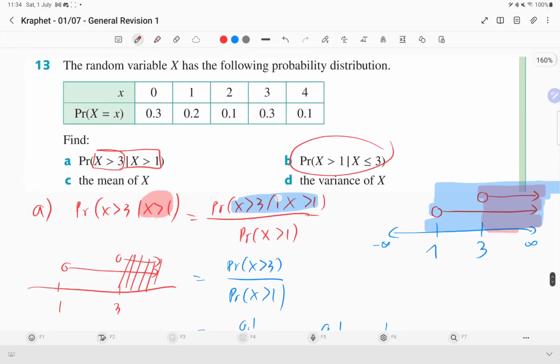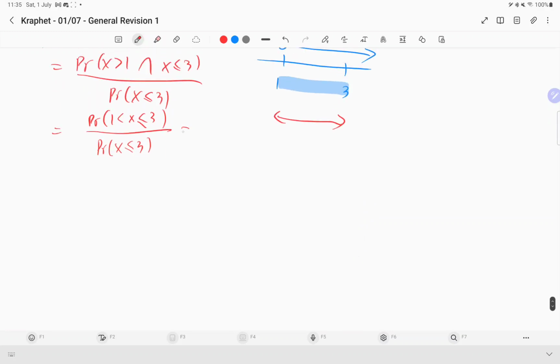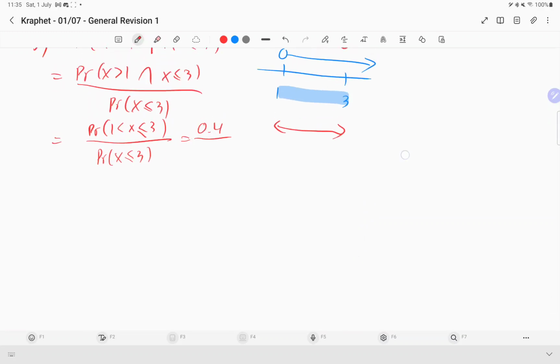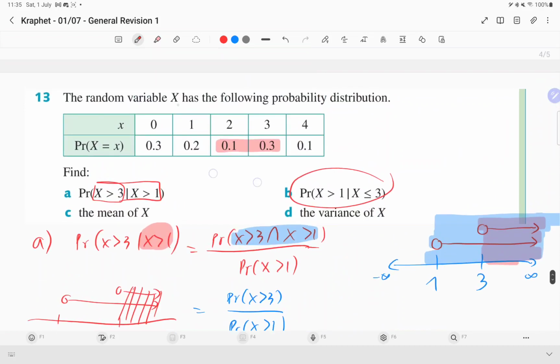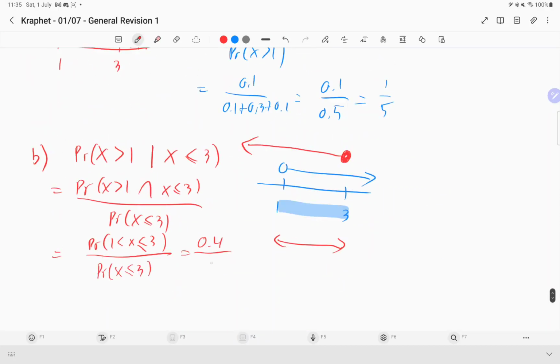So if you look back at the box, for x more than 1 and less than or equal to 3, what numbers? 0.2 and 0.3? No, it's more than 1 exclusive, so you're only looking at 2 and 3. So 0.1 plus 0.3, which equals 0.4. Then the probability x less than or equal to 3 is 0.9, which is 1 minus the other one. So it would be 0.4 over 0.9, which is 4 over 9.